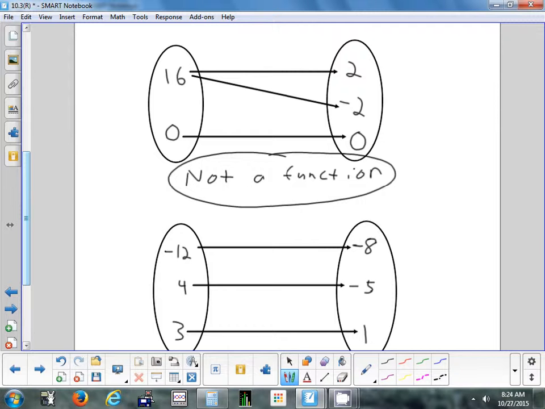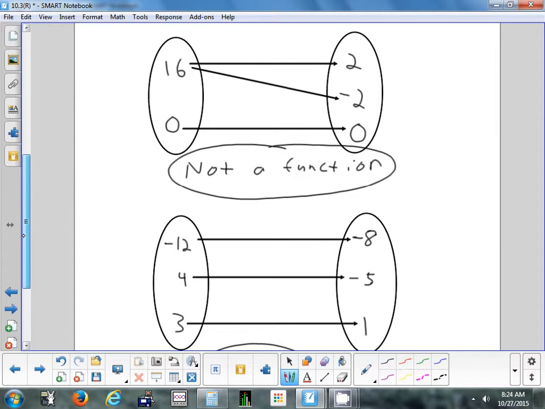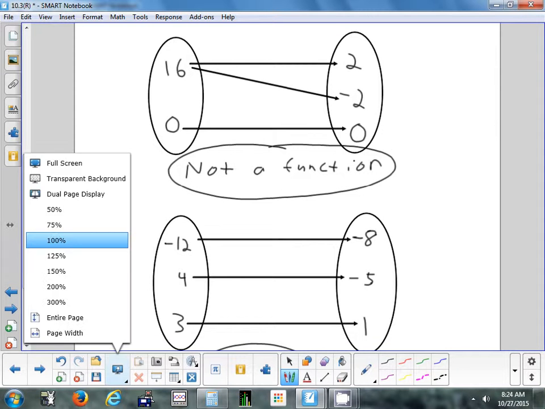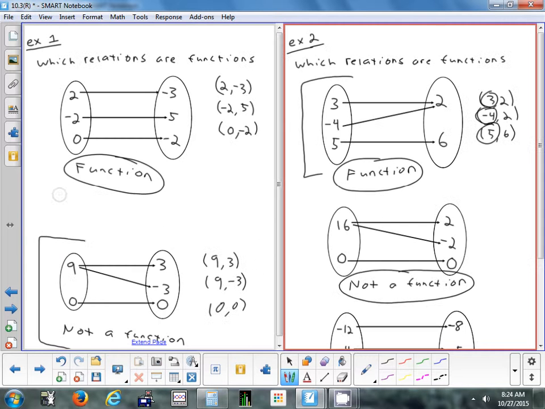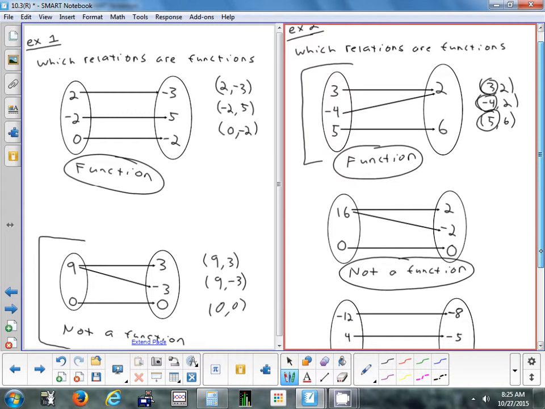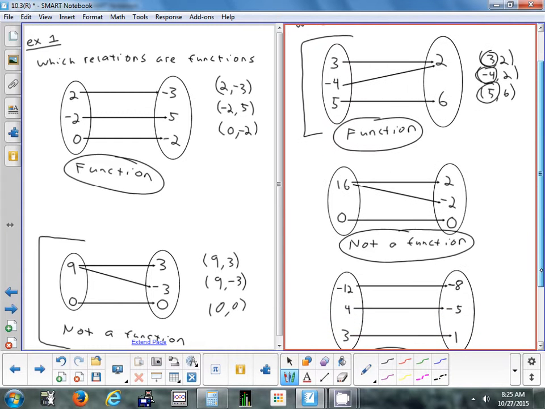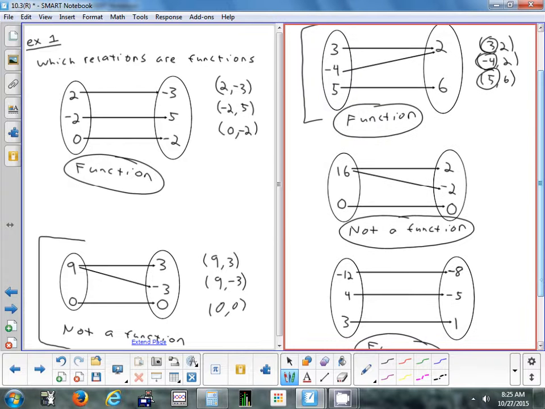Exactly. When you have one number in the domain and there's 2 lines coming out of it pointing to the numbers in the range, like the one on top right there with 16, you could have 3 arrows. I don't think we'll get that technical, but you could have it. If you have more than 1 arrow coming out of a number on the left of the domain, then it's not going to be a function. All right. Good with that?